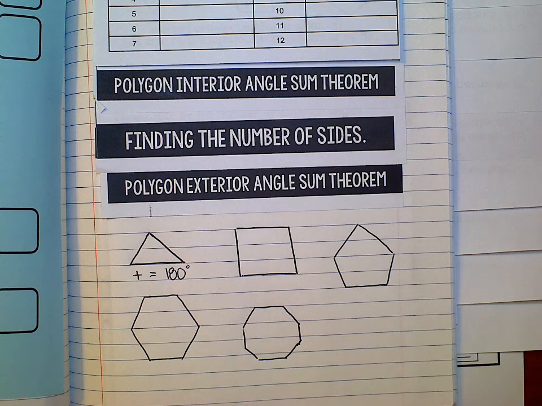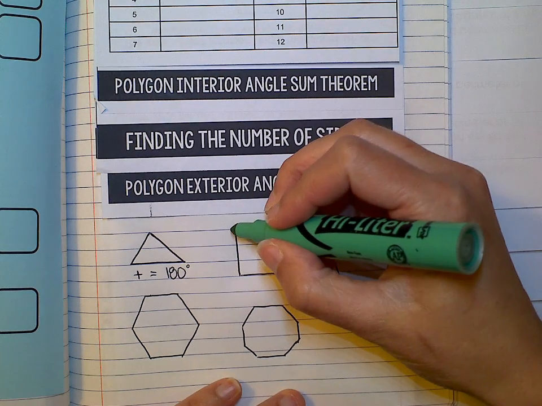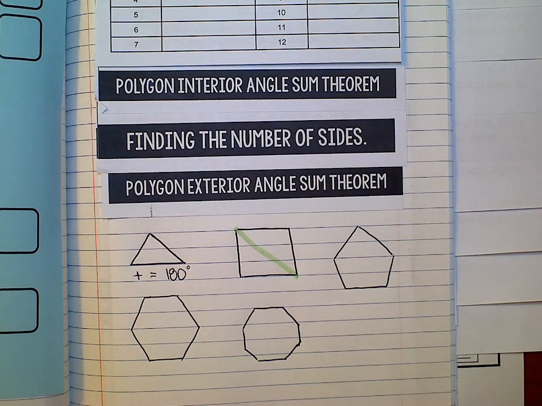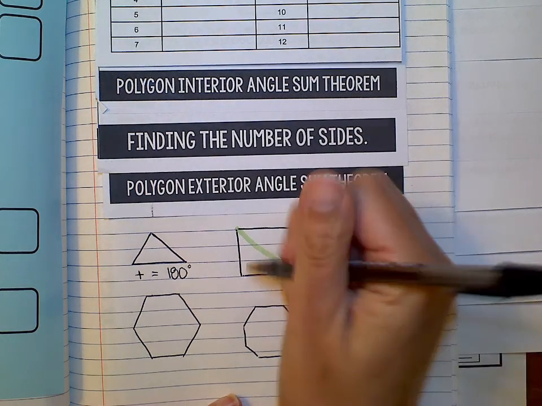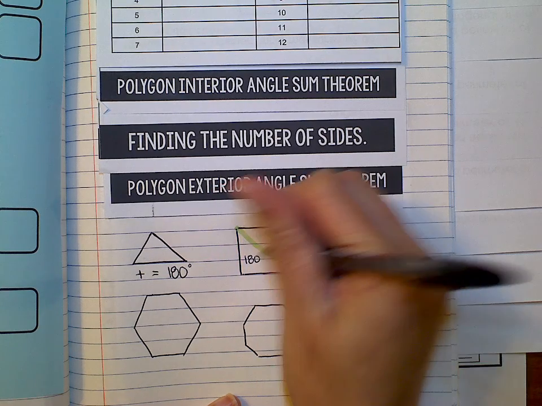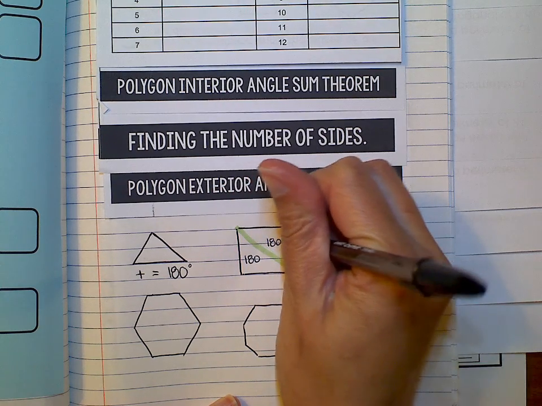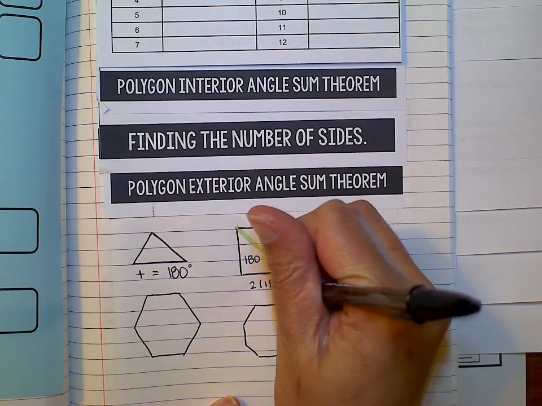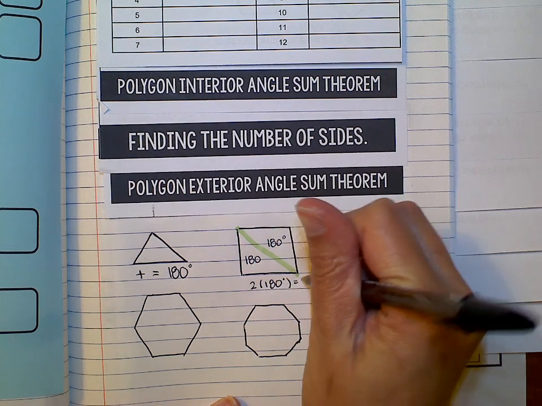So for example, when I bump it up by one side length and now I'm a quadrilateral, I can draw a diagonal, so corner to corner, and I end up with two triangles, which this one will sum to 180 and this one will sum to 180, for a total of two 180s, so 360 degrees.